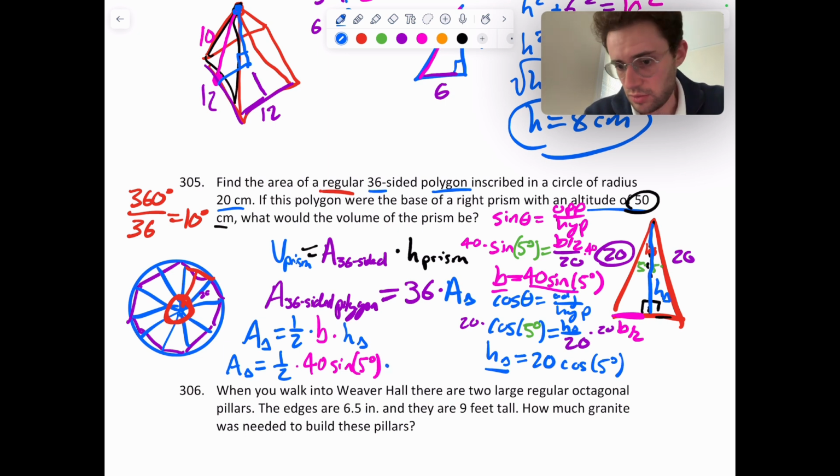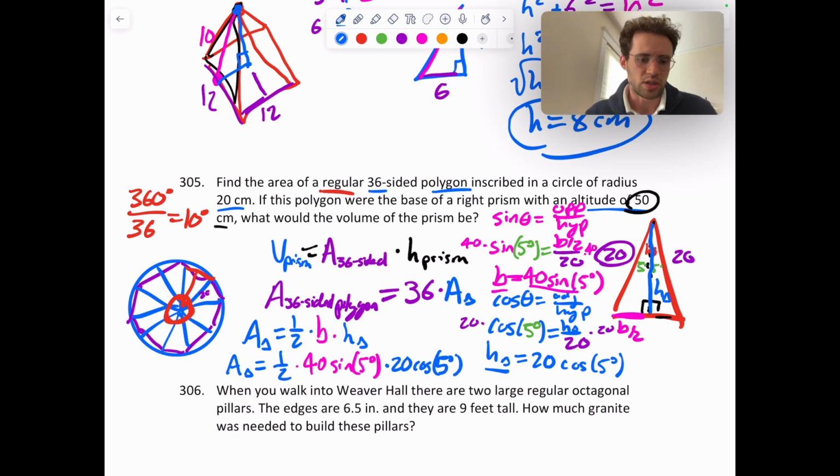So I'll leave it in terms of sines and cosines or tangents if you have them, times our height, which is 20 times the cosine of 5 degrees. This all is the area of the triangle. And then we're going to plug that in to this formula here. So 36 times that area of the triangle would give us the area of the entire hexatridecagon, right?